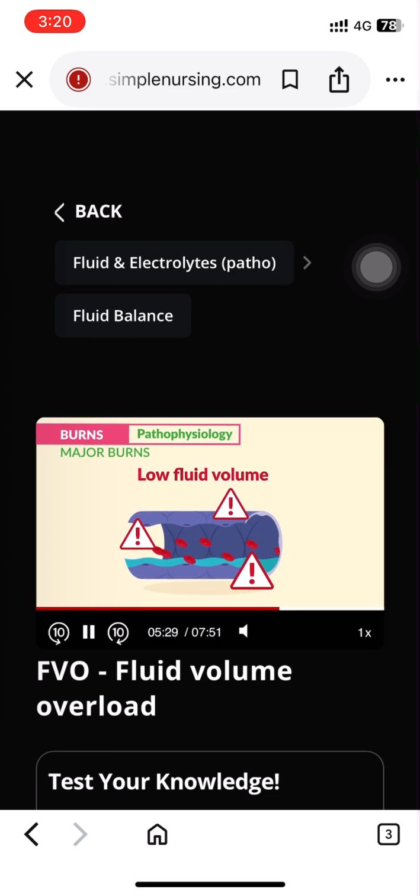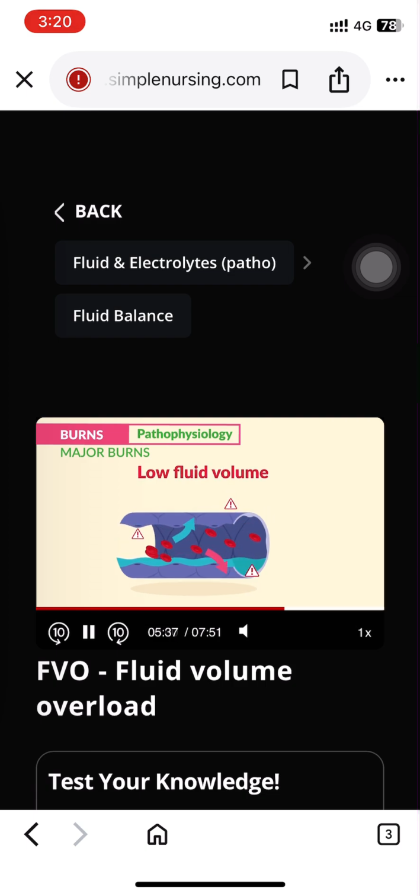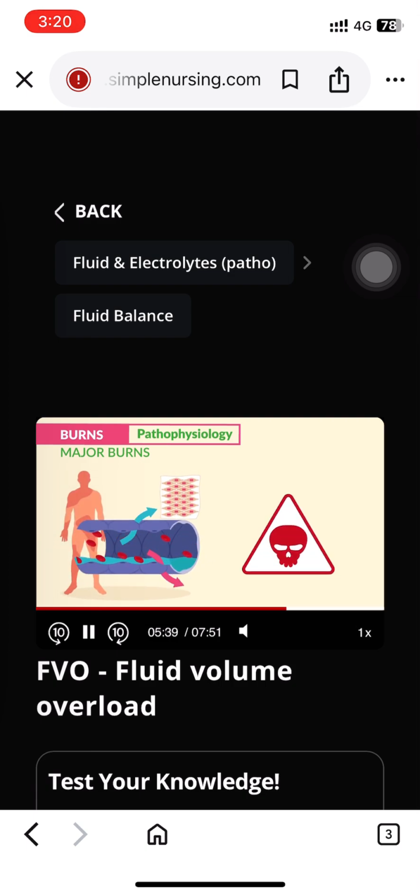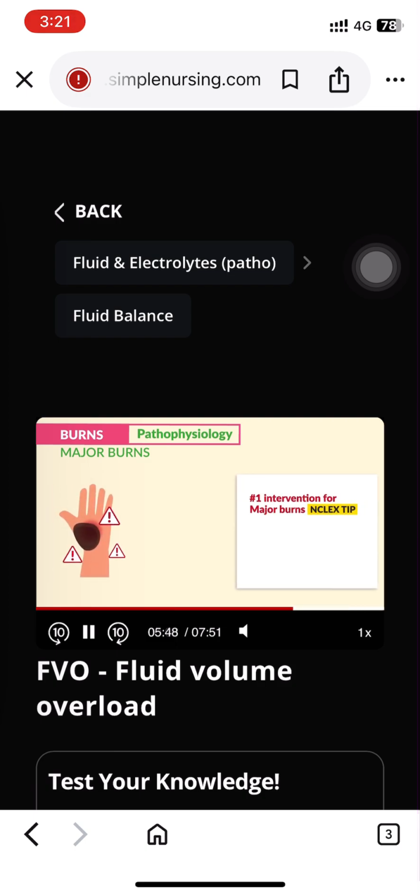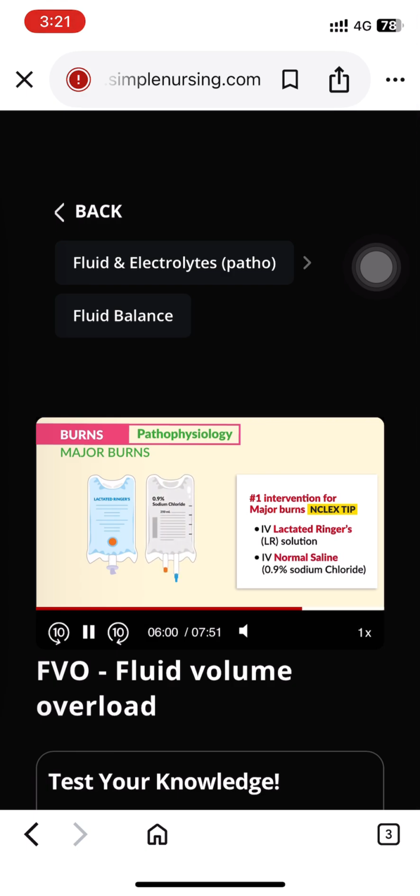Clients end up with severely low fluid volume intravascularly within the blood vessels, as fluid and electrolytes escape and now go into the tissues, eventually progressing into deadly hypovolemic shock, that severely low blood pressure that eventually causes death. This is why the #1 intervention for major burns in the first 24 hours, and big NCLEX tip, so write down these key terms: IV lactated ringers, or LR solution, and IV normal saline, that 0.9% sodium chloride.